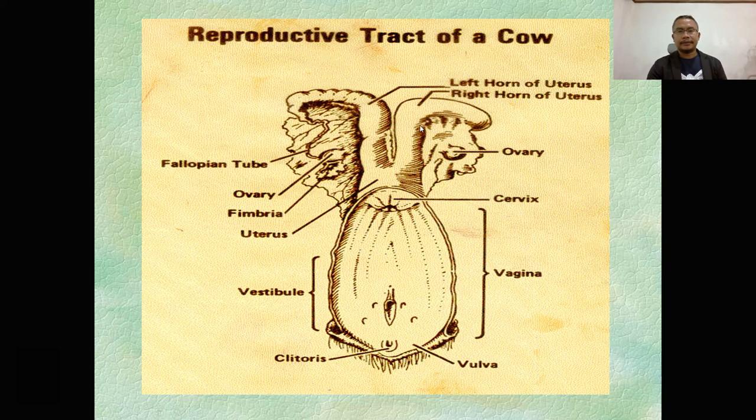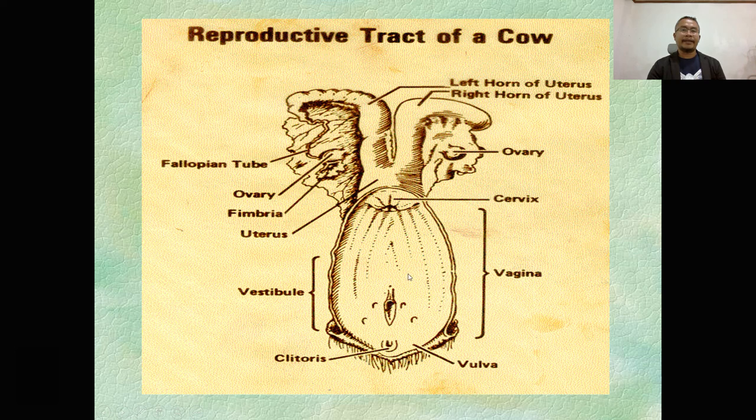So the opening of the uterus is the cervix. In the cervical area is the proper place of ejaculation because it gives the better environment for the survivability of the sperm cells during copulation period. And take note, unlike with humans, the cervix of the farm animals will open only during estrus period.